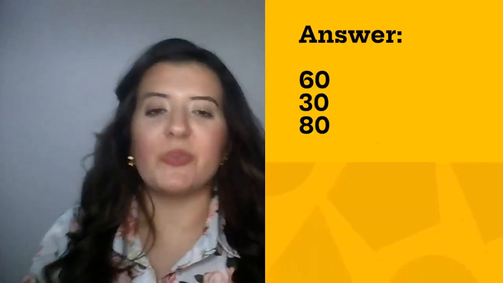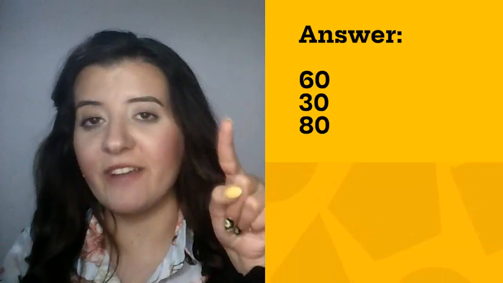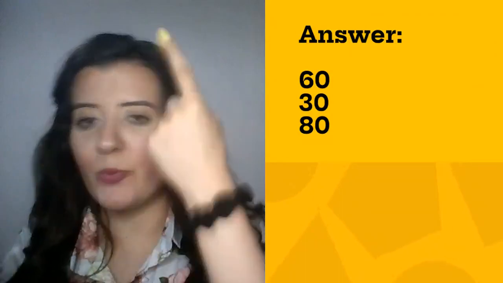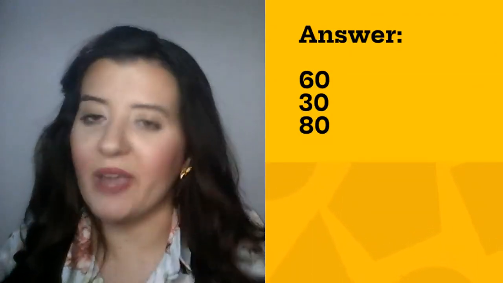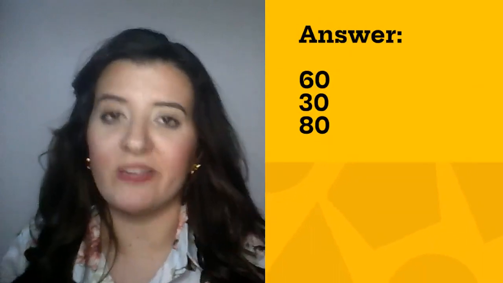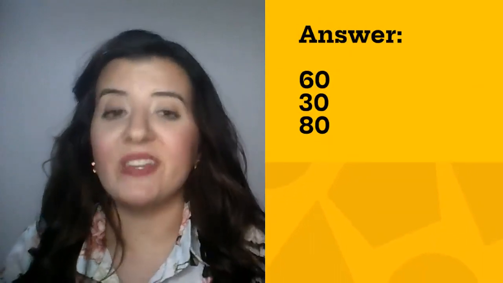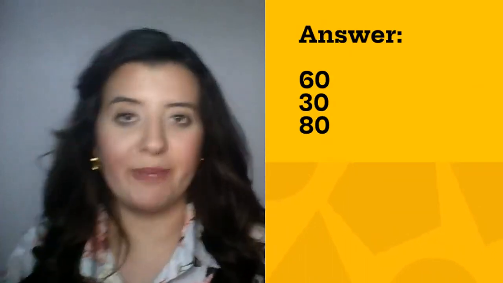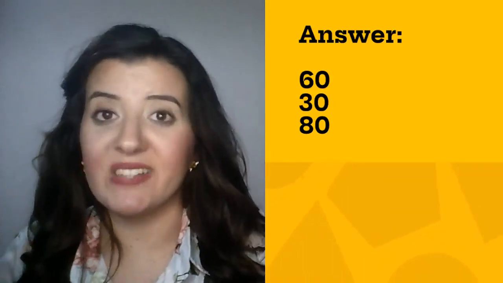So here are our answers. We said 25, we're going to underline the two, and we're going to look at the five. Since it's five and more, we're going to go up one. It's going to become a three. So it becomes 30. And we add a zero to whatever place comes afterwards. The 77, since it's more, we're going to round up to 80. It's closer to the 80 than the 70. Okay? Let's look at some more examples.